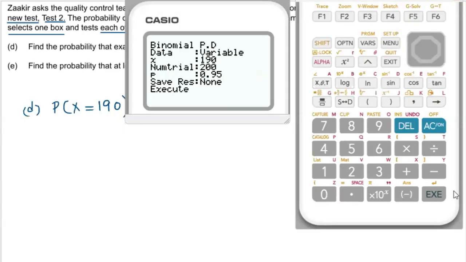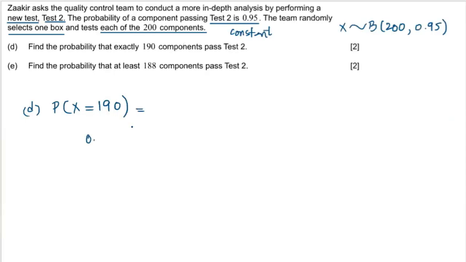Okay, so let's execute and check. What do we get? 0.128357. You can give your final answer correct to three significant figures as 0.128. Okay?